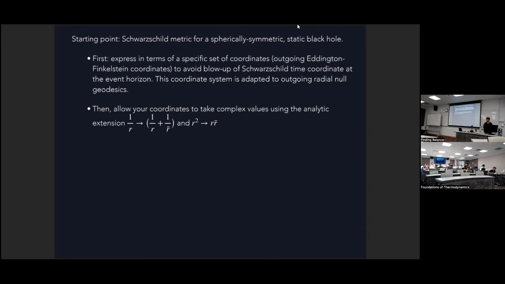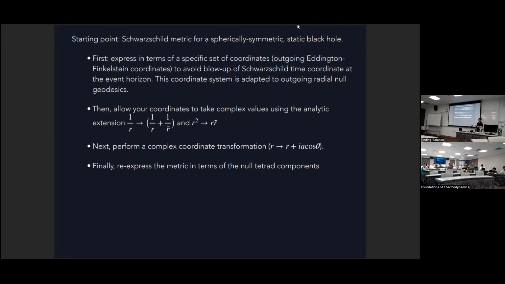So we're going to choose a particular analytic extension where 1 over r goes to 1 over r plus 1 over r bar, r squared goes to r bar. And then you're going to perform a complex coordinate transformation where r goes to r plus ia cos theta. Finally, you re-express the metric in terms of the null tetrad components, and you end up with the Kerr metric for an axially symmetric, stationary, spinning black hole. So the story is you start with Schwarzschild, you do some weird stuff with complex coordinates, and then you end up with the Kerr metric.